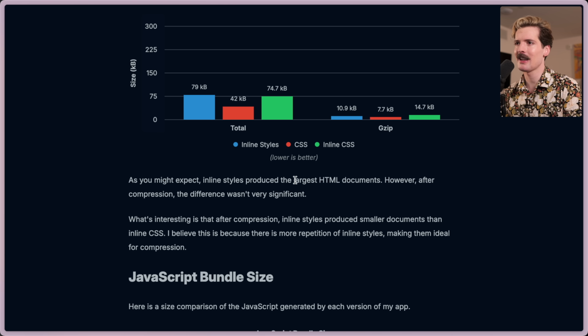As you might expect, inline styles produce the largest HTML docs. However, after compression, the difference wasn't very significant. What's interesting is that after compression, inline styles produce smaller documents than inline CSS. I believe this is because there is more repetition of inline styles, making them ideal for compression. Yes, all fair points. It is crazy to think inline styles was slightly bigger before, and then after gzip, it becomes way smaller.